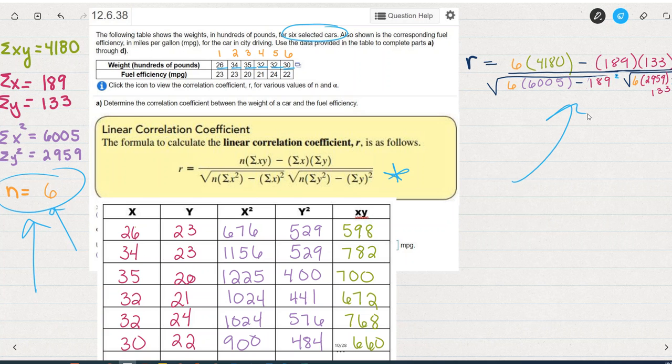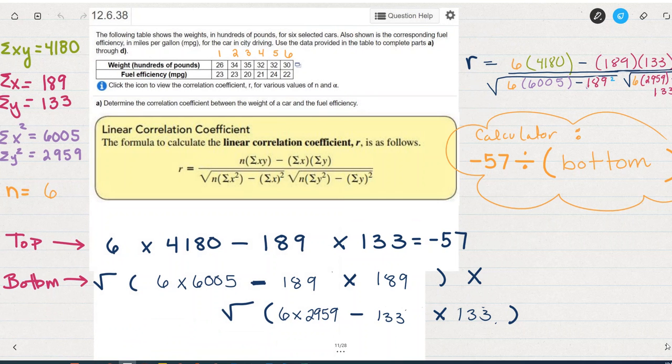Let me break down for you how you could calculate this on your calculator. You'll want to practice this a few times, so make sure you're comfortable with this. What I'm going to do is calculate the top, and when I calculate the top I get negative 57. Once I get that numerator of negative 57, I'll do divided by, and then I'm going to put parenthesis and calculate the entire bottom, the entire denominator, and then I'm going to close the parenthesis to get that entire quotient.